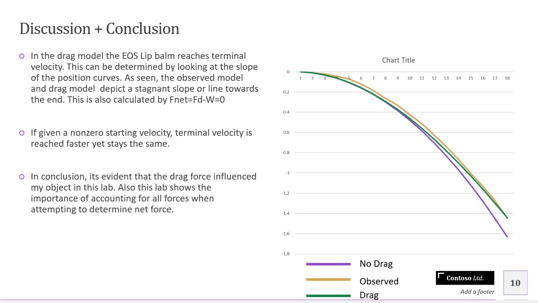Let's say if the EOS lip balm was initially thrown, would terminal velocity still be reached? In this case, yes. If given a non-zero starting velocity, terminal velocity would just be reached faster, but it would still stay the same.